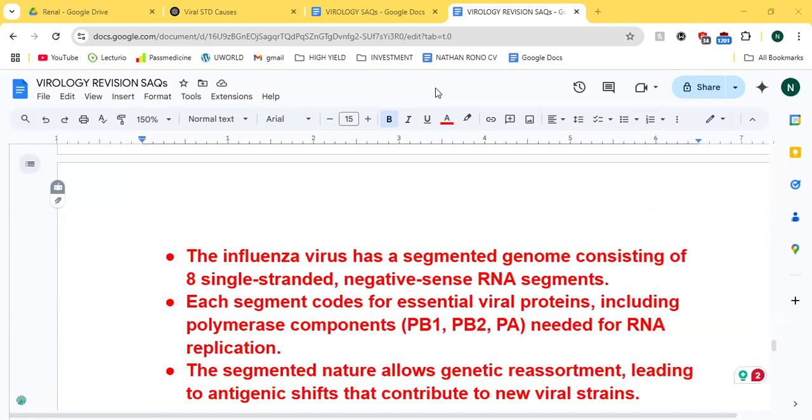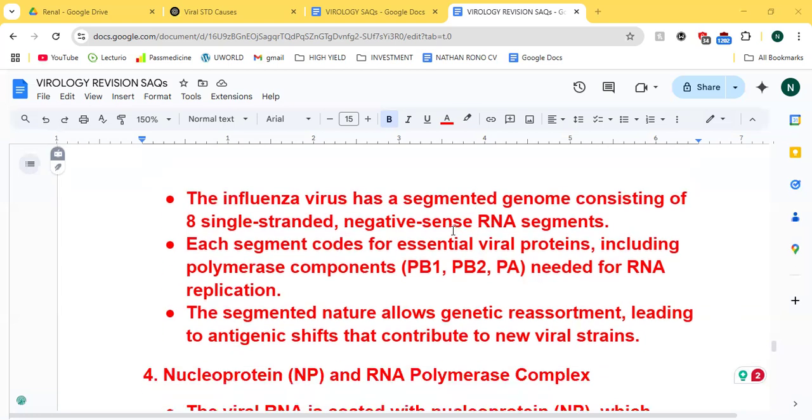The mnemonic is usually Bora. I think I had told you guys before, last time. Bunya virus, yes. Adenovirus, yes. Reovirus, which is Rota, yes. And influenza, which is Orthomyxovirus. So Bora, then A is adeno. Good.